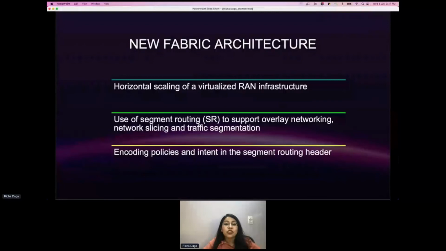This solution is differentiated with the use of segment routing. This is another important criterion that needs to be understood that is coming up in the 5G world. That is segment routing, which supports overlay networking, network slicing, and traffic segmentation within the fabric and in the transport network. Policies and intent can be encoded in the segment routing header and propagated throughout the network.